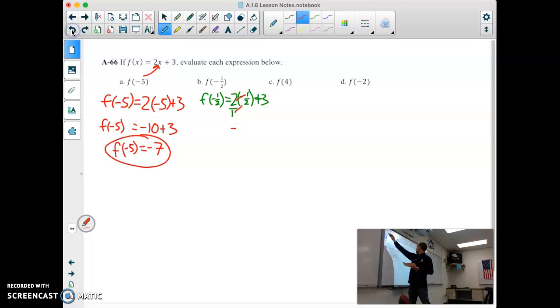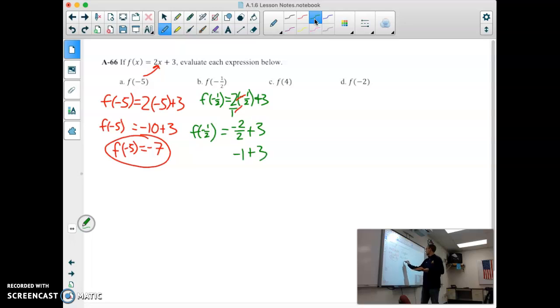So we had 2 times -1, 1 times 2, so we would get -2 over 2 plus 3. And that is still equal to f of -1/2. -2 over 2 can be simplified to -1 plus 3. Again, still equal to f of -1/2. So our final answer is f of -1/2 is equal to 2. So again, that one's not that bad. It's just a little trickier because we're dealing with fractions.